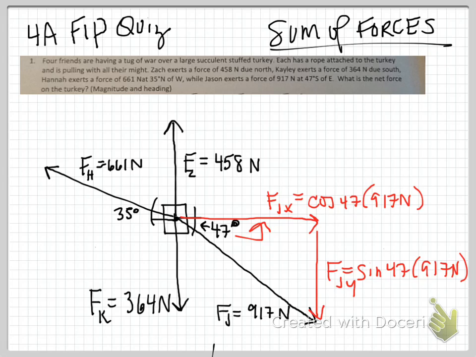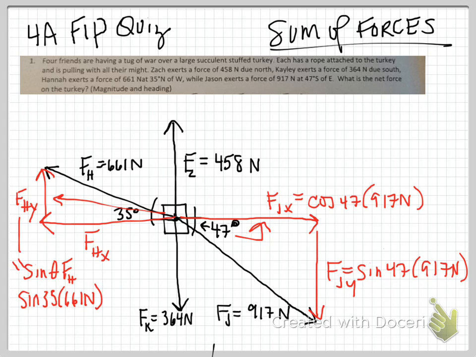Okay, now we're ready to resolve our last vector. We're told that the force of Hannah is 661 newtons at 35 degrees north of west. So we can resolve that into a force of Hannah on the x and a force of Hannah on the y. Of course, force of Hannah on the y will be our sine, so it is sine of 35 times 661 newtons. Force of Hannah on the x, of course, is going to be our cosine, or cosine of 35 times 661 newtons.